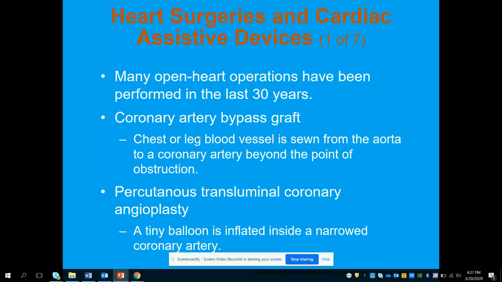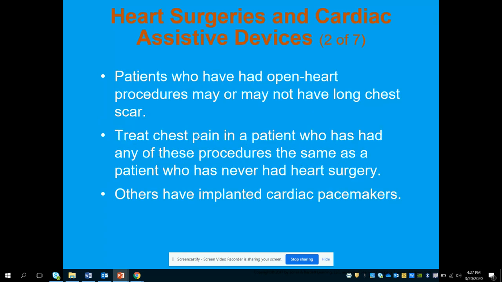There's percutaneous transluminal coronary angioplasty, where a tiny balloon is inflated inside of a narrowed coronary artery. And so this may be done because of a blockage or because of collapsing of a vessel due to arteriosclerosis. Patients who have had these open heart procedures may or may not have that long chest scar. That should definitely be something that you're asking about if you notice it and they're complaining of chest pain.